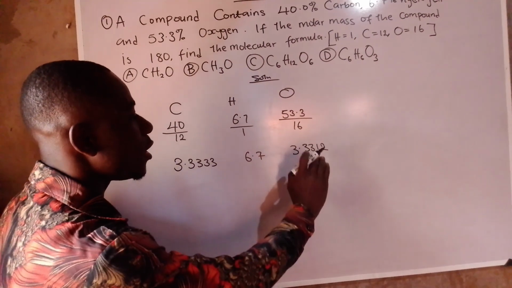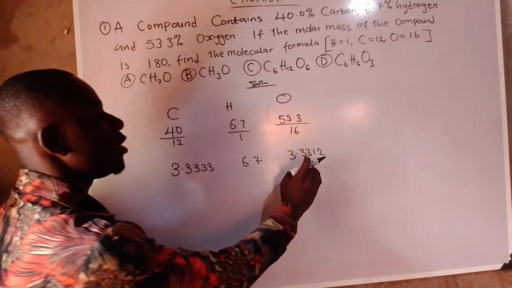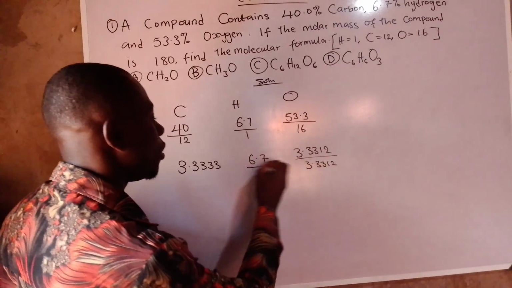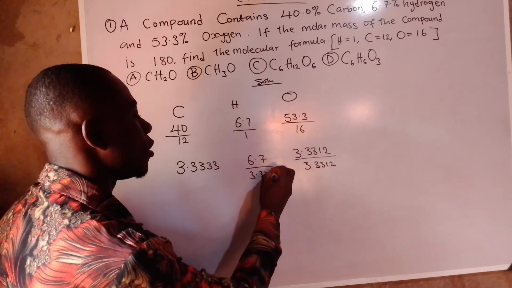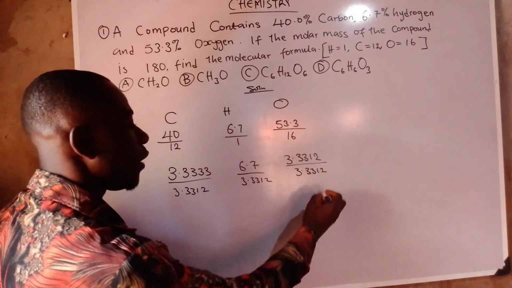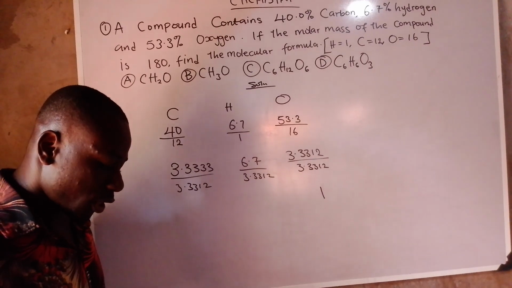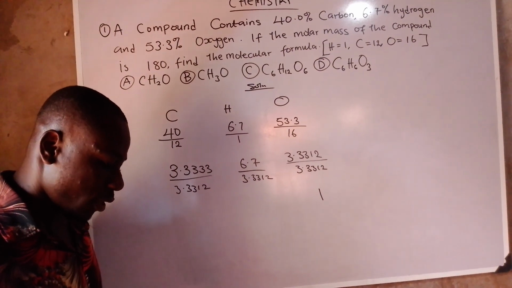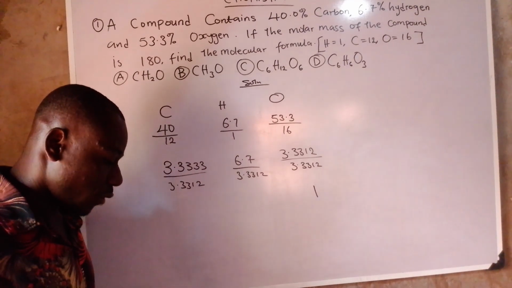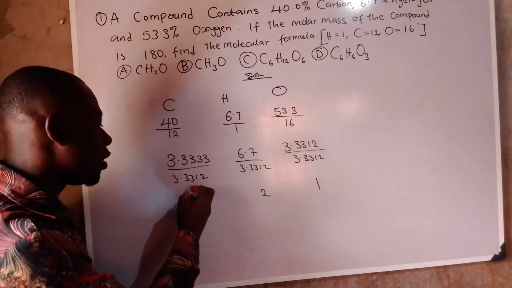Now, from this place, we are going to divide all of them by the smallest. And if you watch, this is the smallest value there. So we divide here by 3.3312, divide by 3.3312, and still divide by 3.3312. If you divide here by this, you will get 1 exactly. Then 6.7 divided by 3.3312 will get me 2.0, which is approximately 2, and here divided by this will still get me approximately 1.